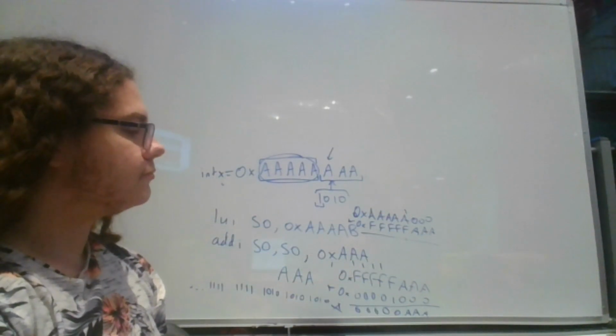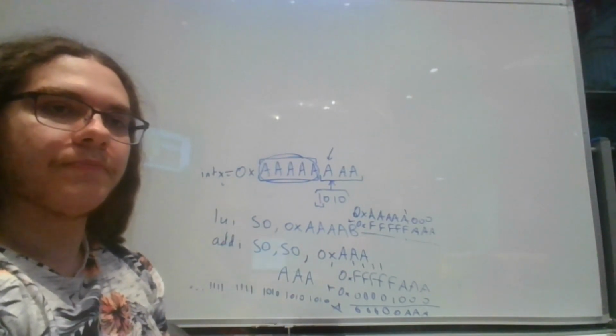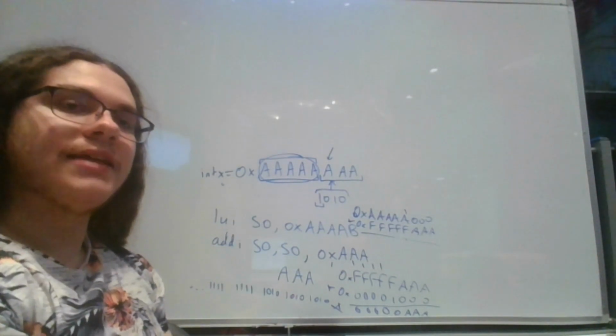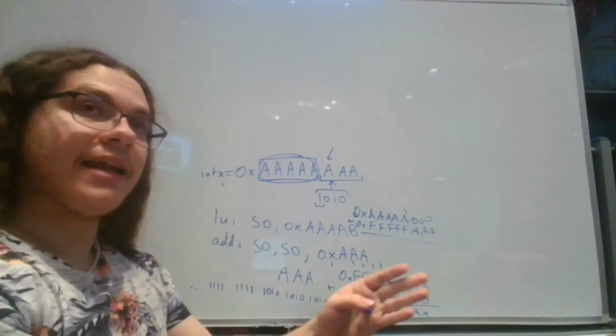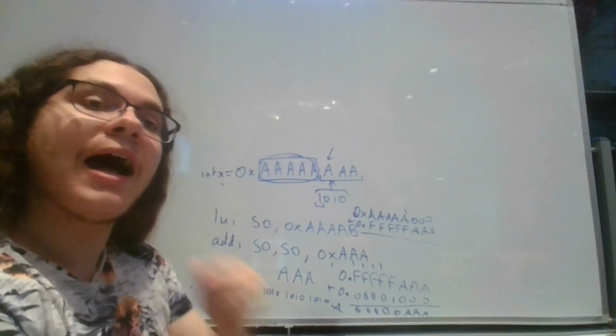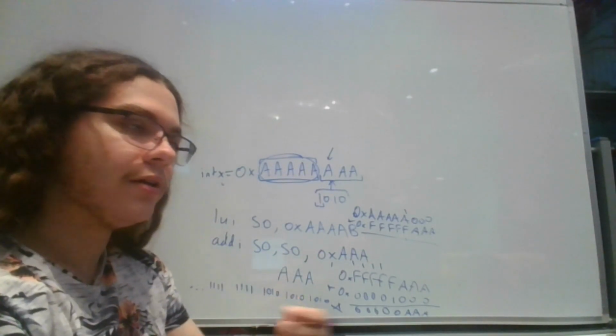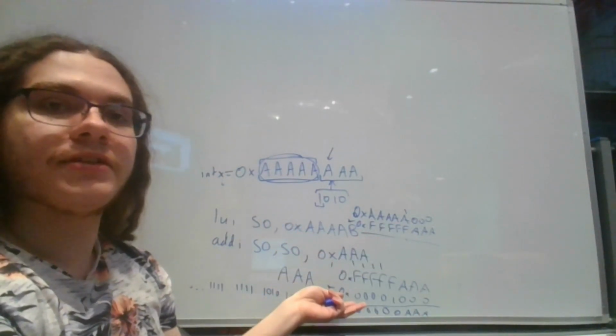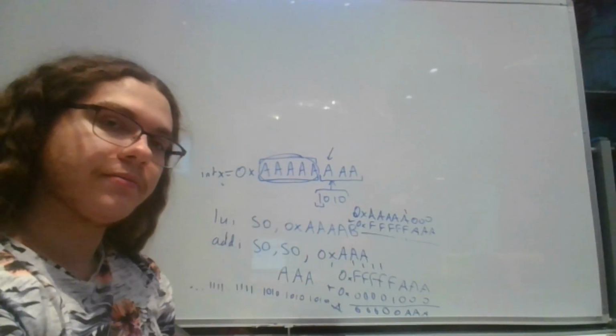So just as a quick recap, the add immediate function takes a 12-bit immediate and sign extends it. When the top bit of that 12-bit number is 1, you sign extend a 1 to all of the top bits, and so they all become F's.